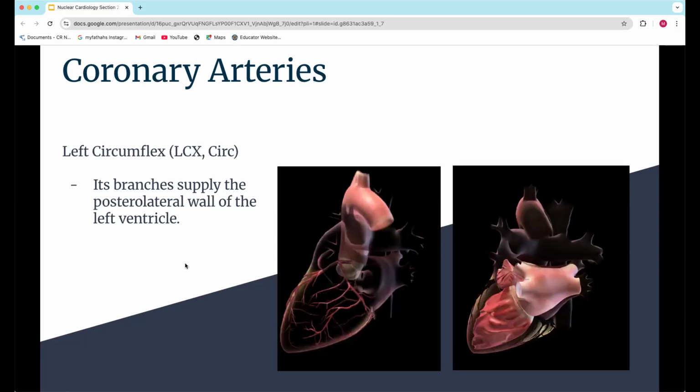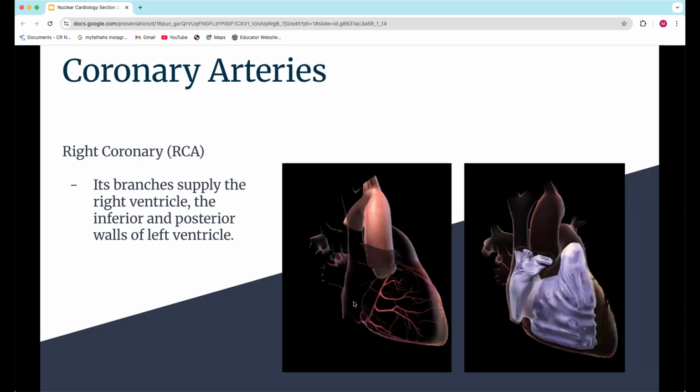Okay, so for the circumflex, this is the one that comes and goes lateral and then posterior, lateral and posterior. So it branches off for the left ventricle. And you can see I've tried to show how that, you can see it right here branching towards the back of the heart, getting everything posterior. And then also you can see that it comes off laterally on the heart.